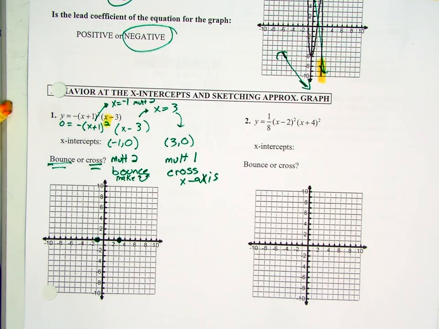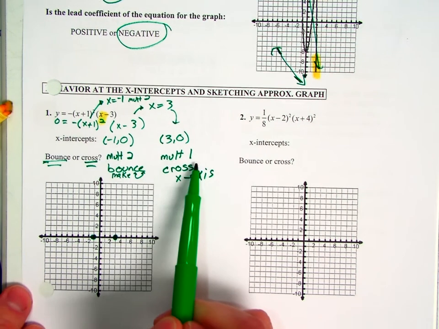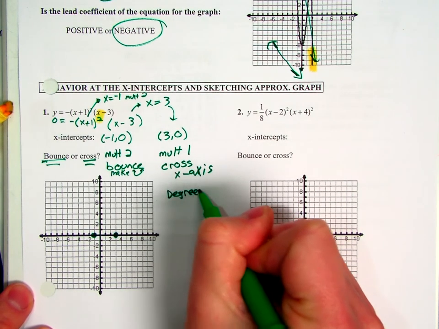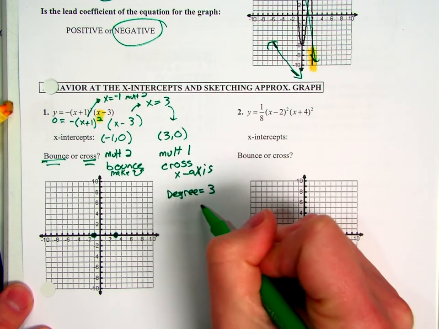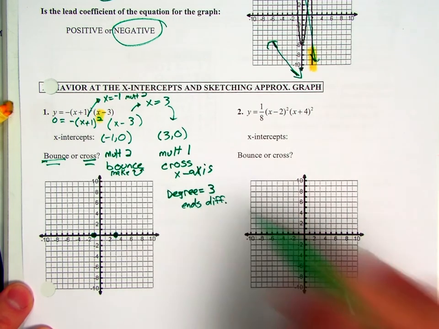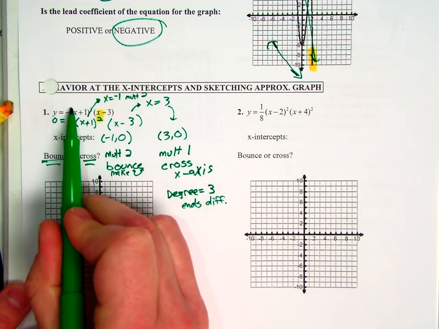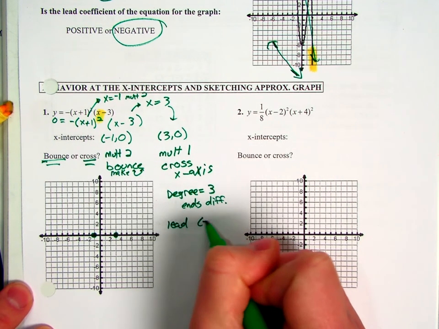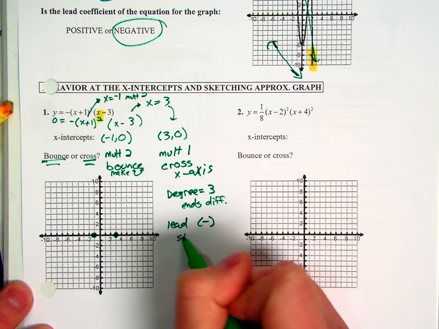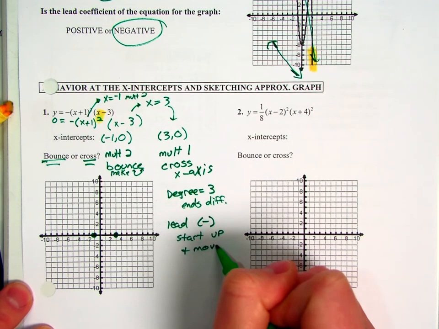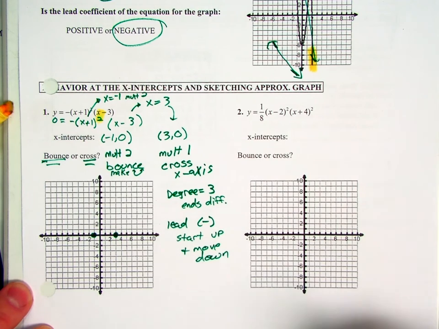And now I'm going to look at my end behavior. 3 solutions means degree of 3, which means the ends are going to go different. One's going to go in one direction, the other goes in the other. My lead coefficient here is negative, which means it's going to start up and move down, just like a negative slope would do.